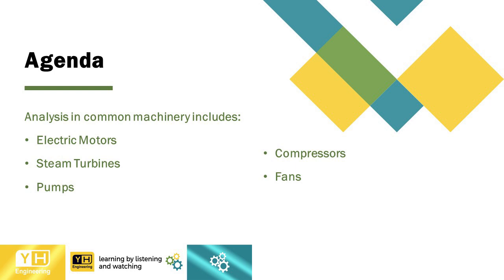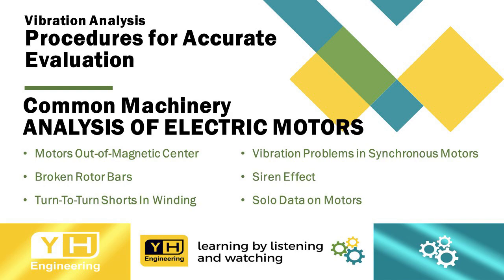Analysis in common machinery includes: 1. Electric motors. 2. Steam turbines. 3. Pumps. 4. Compressors. And 5. Fans. Let's start with vibration analysis about procedures for accurate evaluation of common machinery.